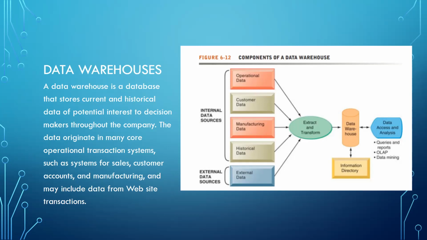And also, we have the external data sources. All of this can be extracted and transformed into data warehouses. So, data warehouses provide an information directory. Also, data can be accessed and analyzed by the management. So here we can analyze the data we need for decision making and for the project. So we have the queries and reports, OLAP, and data mining here.